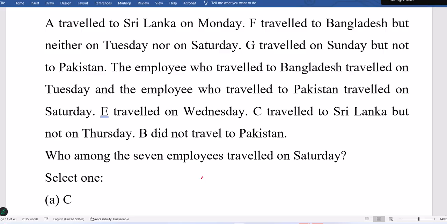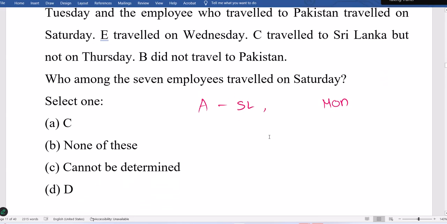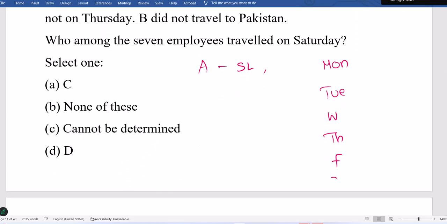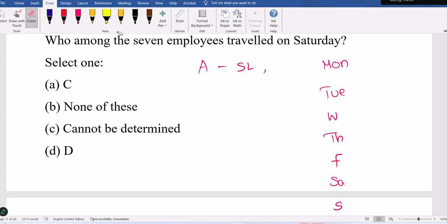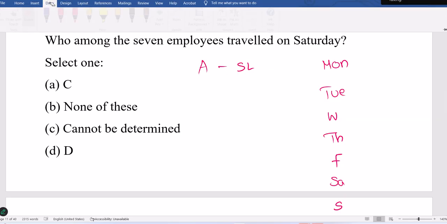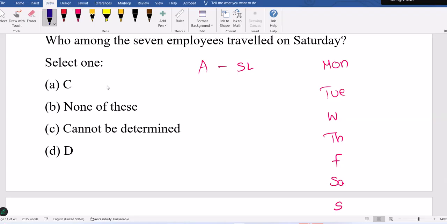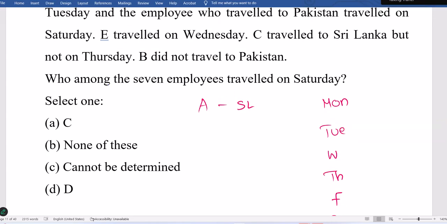A travels to Sri Lanka, on Monday. I'll mention all the days: Monday, Tuesday, Wednesday, Thursday, Friday, Saturday, Sunday. A going to Sri Lanka, that too on Monday. That's one straightforward data available. Next, E traveled on Wednesday. C travels to Sri Lanka, but when, we don't know.